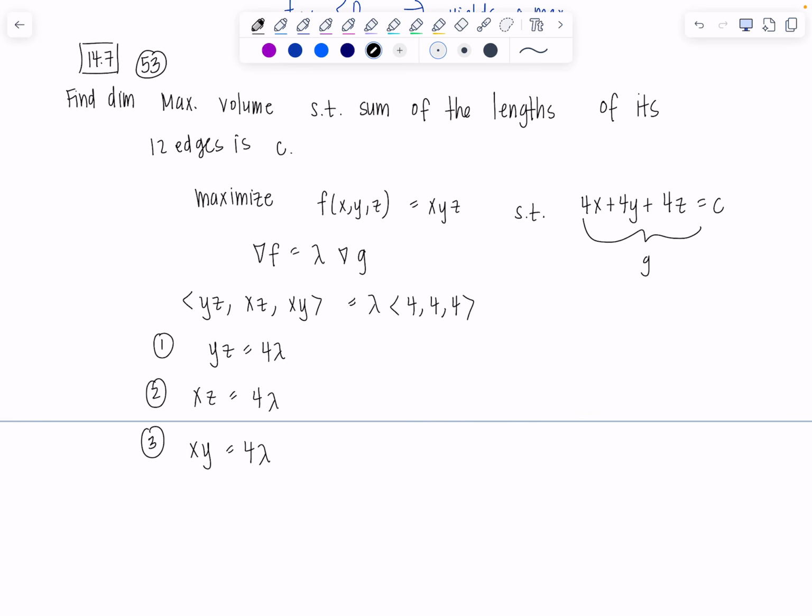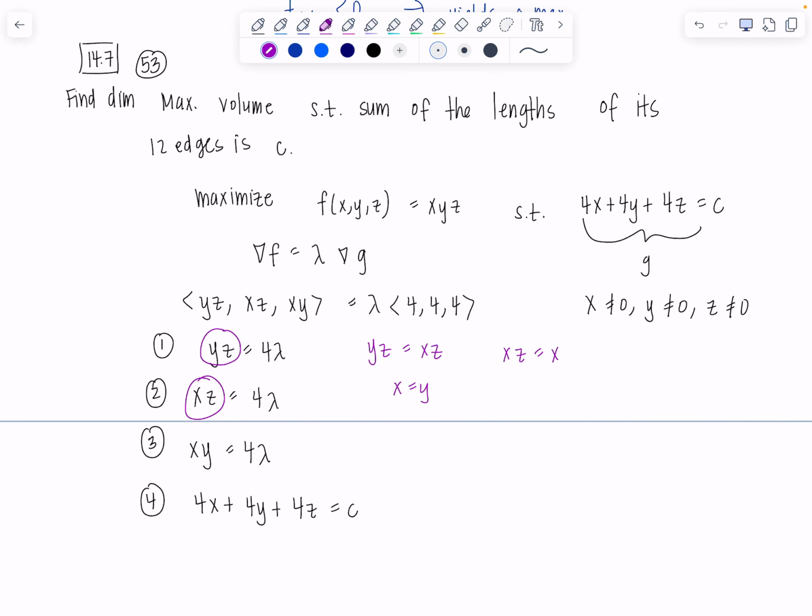Okay. 4 constraint equation. Can X or Y or Z be 0? No. X can't be 0, Y can't be 0, Z can't be 0. Then you're not even making a box. Then you have failed at solving the problem. Straight to math jail. Okay, so then let me just set these two equal to each other. YZ equals XZ. So X equals Y.